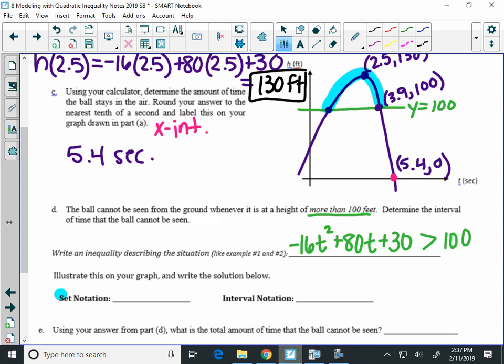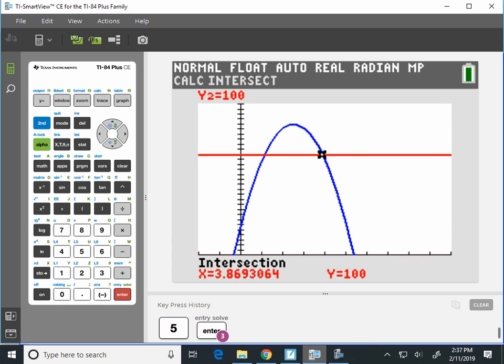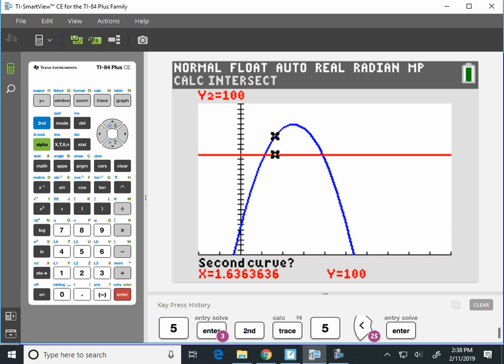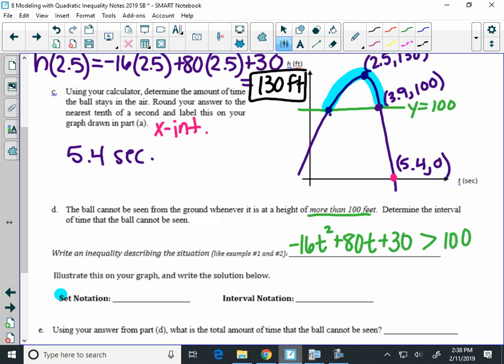100. And the other ordered pair, I do need to move the cursor for this time. So I find my intersection. I have to bring this cursor closer to that left point of intersection. So over here is fine. Hit enter 3 times. And that value is at about 1.1, comma 100.